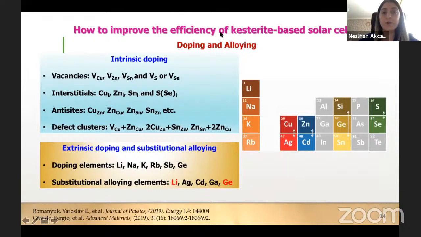So the question is how to improve the efficiency of kesterite-based solar cells. Now, doping and alloying strategies are a very hot topic in the kesterite community. First, I would like to mention intrinsic doping in the materials. Here you see some kinds of defects which form in the material: vacancies, interstitials, antisites, and defect clusters. These defects are formed naturally in the material; according to the composition of the films, the kind of defects in the material changes.